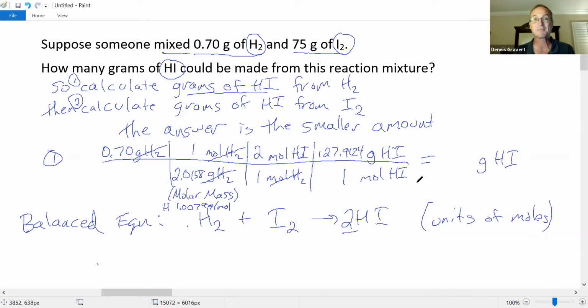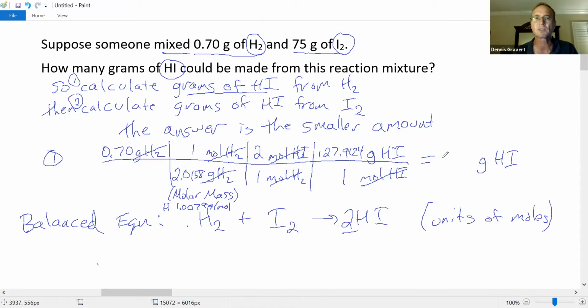But hey, we got all our numbers here. The moles of HI cancel out. We are in units of grams of HI. That's what we want. Cool. So get the calculator out, multiply 0.7 times 1 times 2 times 127.9124. Save that in the memory of the calculator or jot it down. Divide that by 2.0158. Yeah, because these are ones.